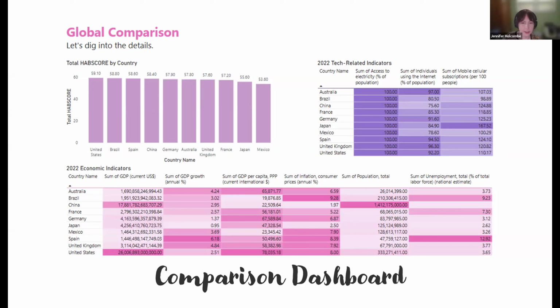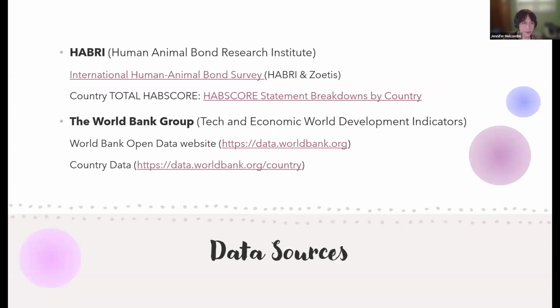So before diving into the actual report, I'd like to just give credit where it's due, and that's to our data sources. So of course, HABRI, the Human Animal Bond Research Institute, and their international survey, which really sparked everything, as well as the World Bank Group, who very generously shares so much data. I really encourage you to check out both of these organizations. They do amazing work. So I'm going to briefly stop sharing so I can switch.